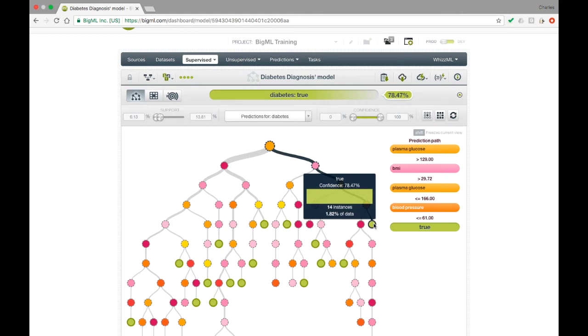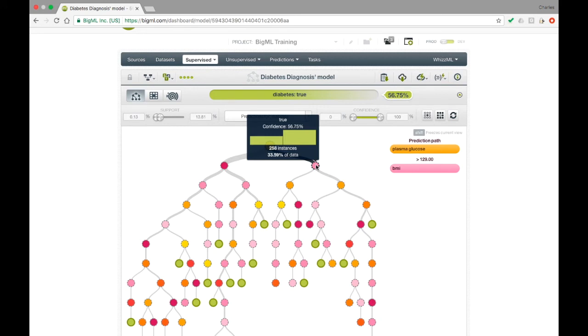You'll also notice that mousing over any node in the tree gives you a summary of the instances from your training data that made it to this node. Looking again at the two children of the root node, we see that 258 of the patients in the training data have blood sugar levels greater than 129. In addition, the model gives the prediction it would make if it had to make a prediction based only on the questions asked so far, and its confidence in that prediction as a quantity from 0 to 100%. So, for this node, if the model could only ask the single question, is the patient's blood sugar level greater than 129, and the answer to that question was yes, the model would predict true, that this person does have diabetes, with a confidence of about 57%.